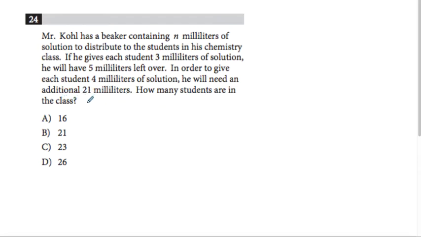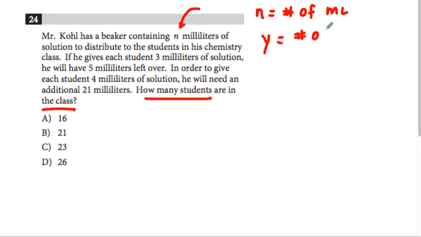Okay, so I thought I had two kind of unknowns. The unknowns were the number of milliliters of solution, so n, and also how many students were in the class, because that's what I was trying to find. So I called that y. Because I had two variables, I knew that I needed to kind of figure out a way to set up a system of equations. So that's what I did.